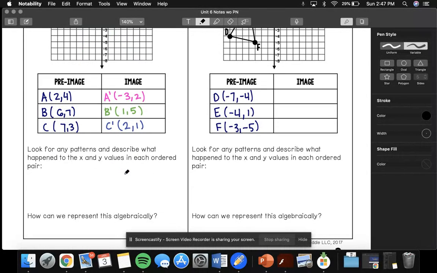So, there's a rule to all of this, and I want you guys to see if you can notice any patterns. I'm not going to look at A to A prime because we have negative numbers, okay? But I can look at B and B prime, and I can see how the x coordinates and the y coordinates show that transformation. So first let's look at B, which is 6, 7, and then we'll write B prime underneath it, which is 1, 5.